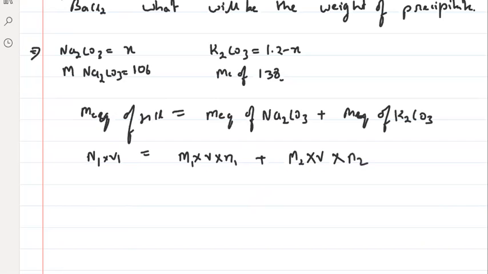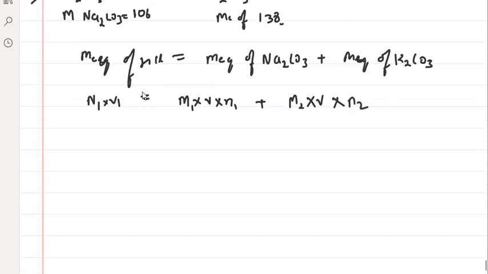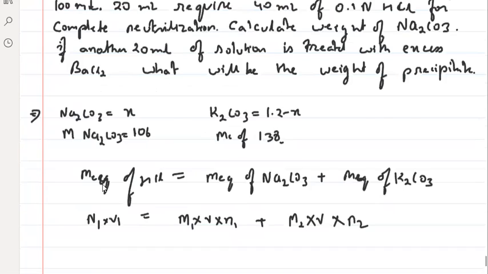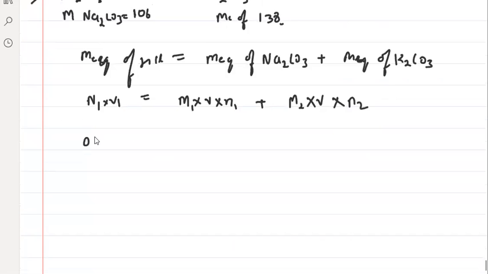Okay, now is everyone satisfied with this? Tell me, is everyone agreeing on this? Anyone have any issue in this? Tell me yes or no. Okay, now let's see this. N1 is already given, which is 0.1. So I'll write 0.1 into V1, which is 40 milliliter given, 40 milliliter. Okay, right?